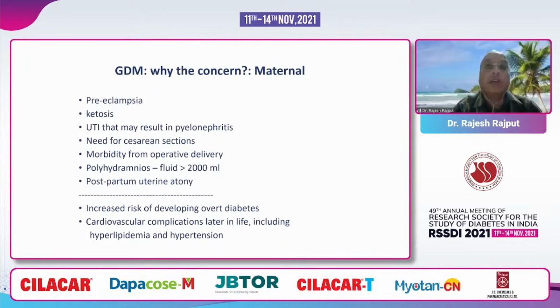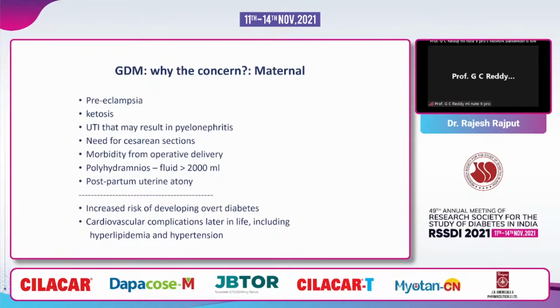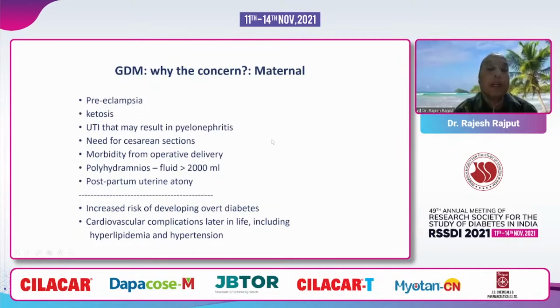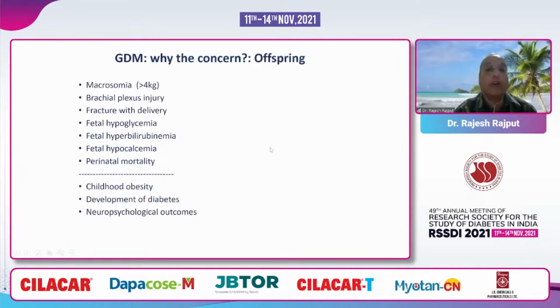But then why are we concerned if this is not diabetes, this is a pre-diabetic state? The reason is there are maternal and there are neonatal consequences. What are the maternal concerns? They have been highlighted here, which include right from preeclampsia to increased UTI, increased need for cesarean sections, polyhydramnios, and postpartum uterine atony. Not only that, these GDM mothers are actually at increased risk of future development of overt diabetes. The conversion rate is overall 4% per year. More than 50% of these women are going to become diabetic after 10 years. They're also at increased risk for developing cardiovascular complications.